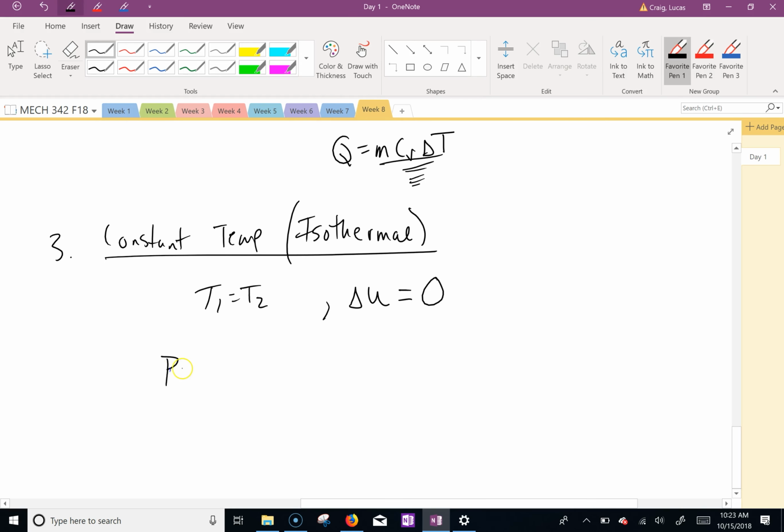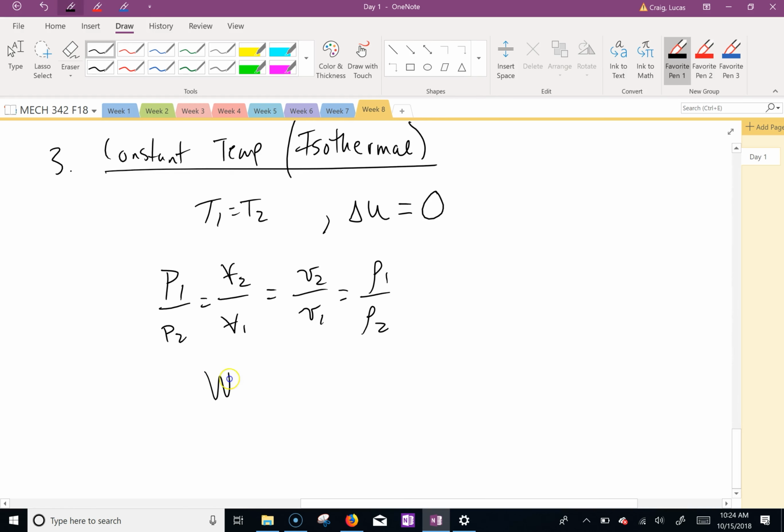And we get for our process equations P1 over P2 equals V2 over V1. And then, actually, that equals little v2 over little v1, which is density 1 over density 2. Your boundary work equation is your constant times ln of v2 over v1, which could be P1 V1 ln of v2 over v1.